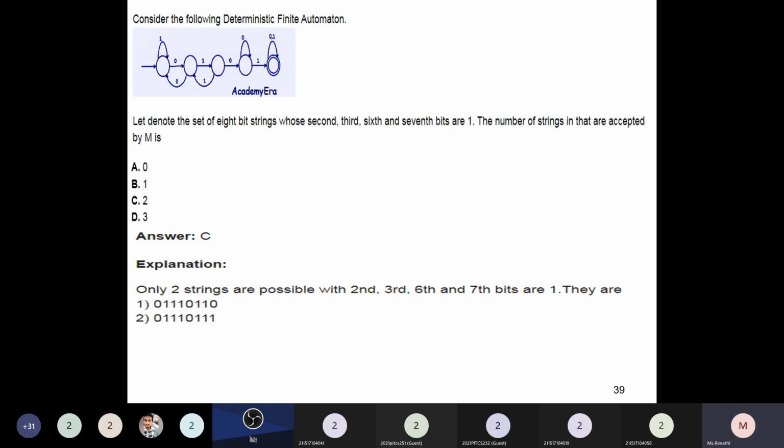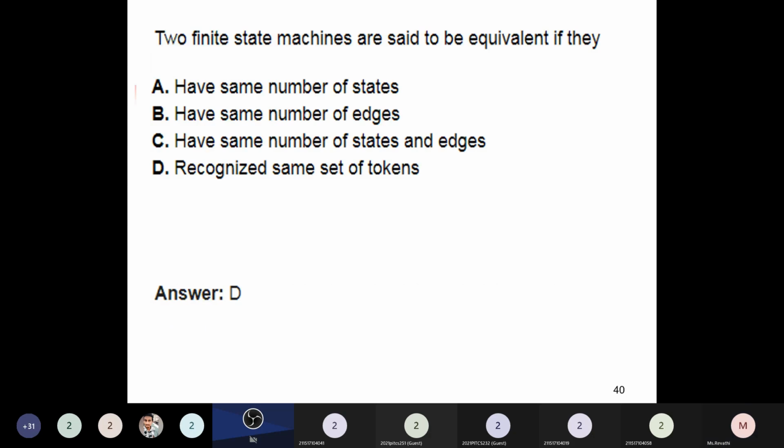According to this condition, totally we have 2 strings accepted by this particular machine. Only 2 strings are accepted by this machine. See those strings: 0, 1, 1, 1, 0, 1, 1, 0. The other string is 0, 1, 1, 1, 0, 1, 1, 1. These 2 are the valid strings for this particular machine. And then the next question.